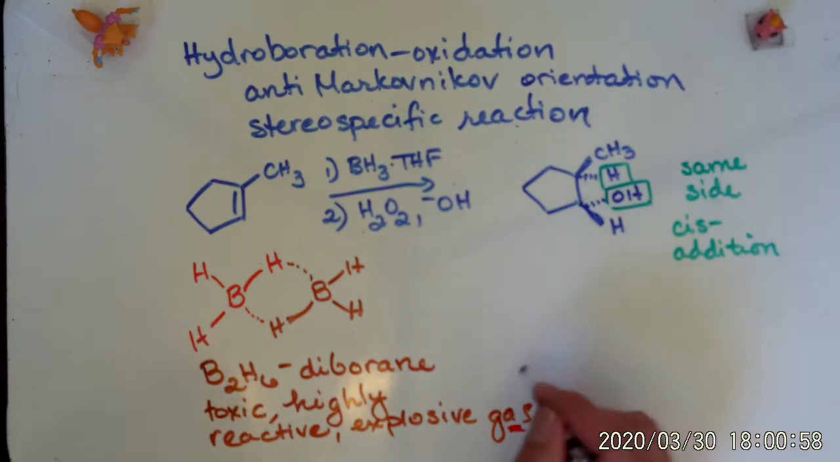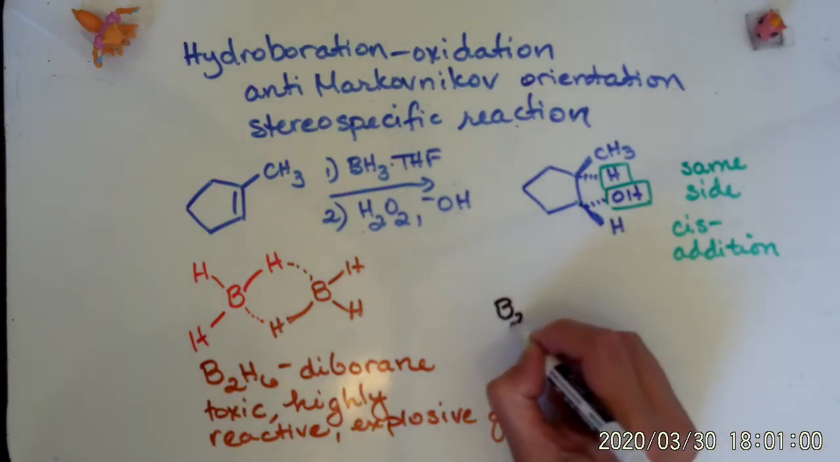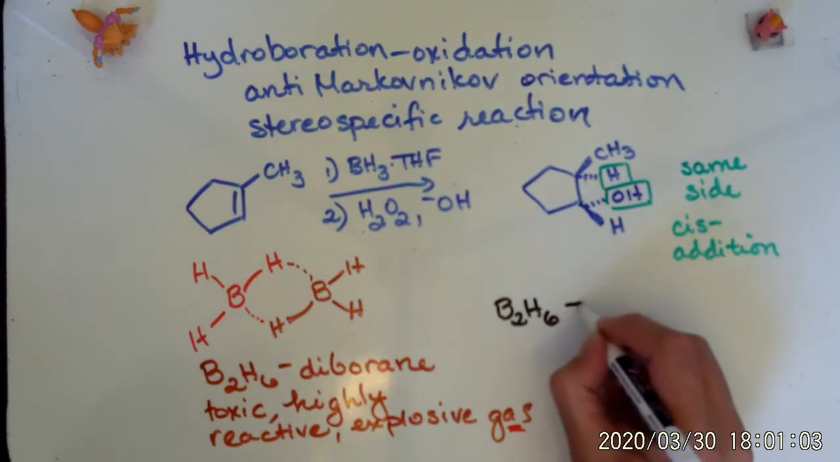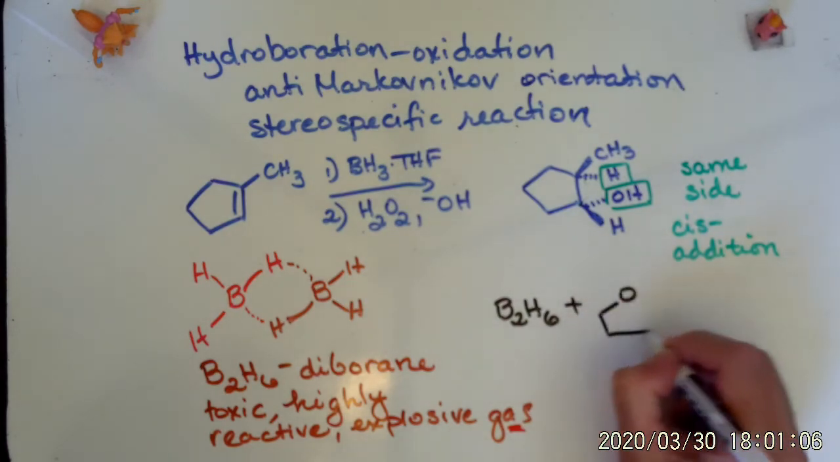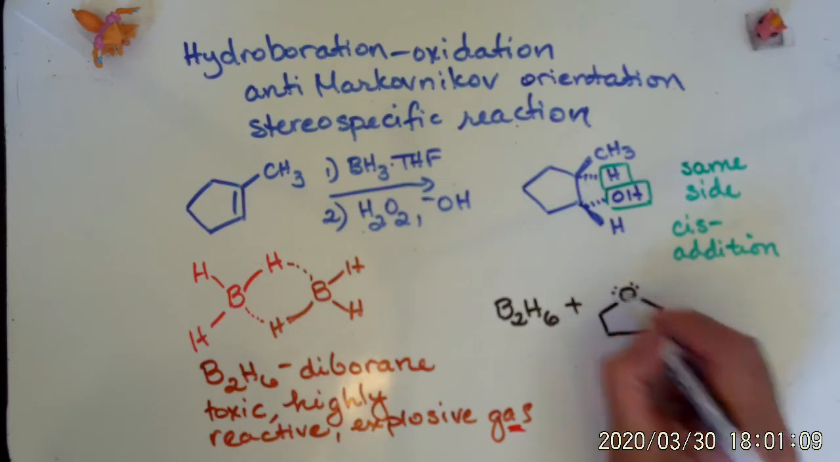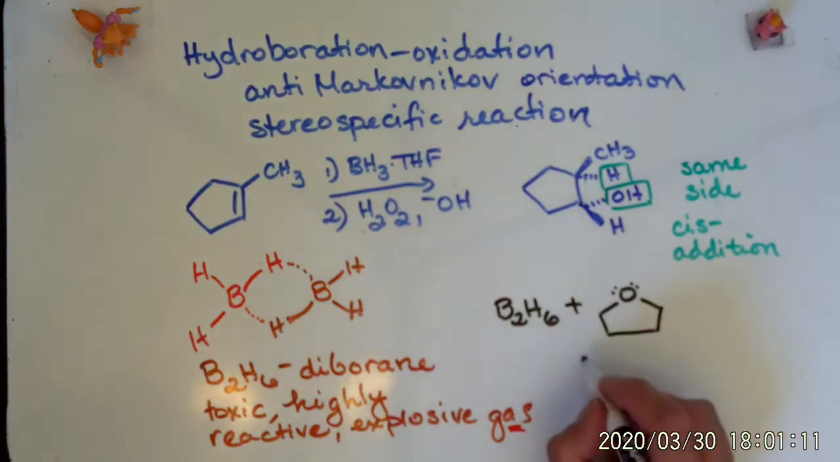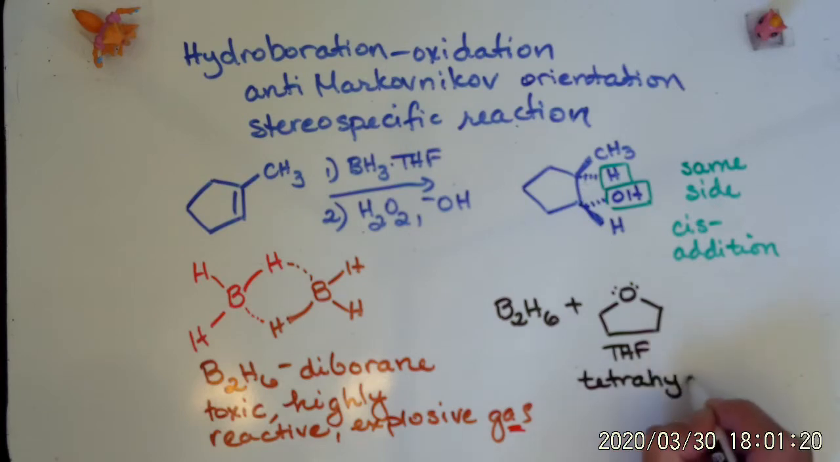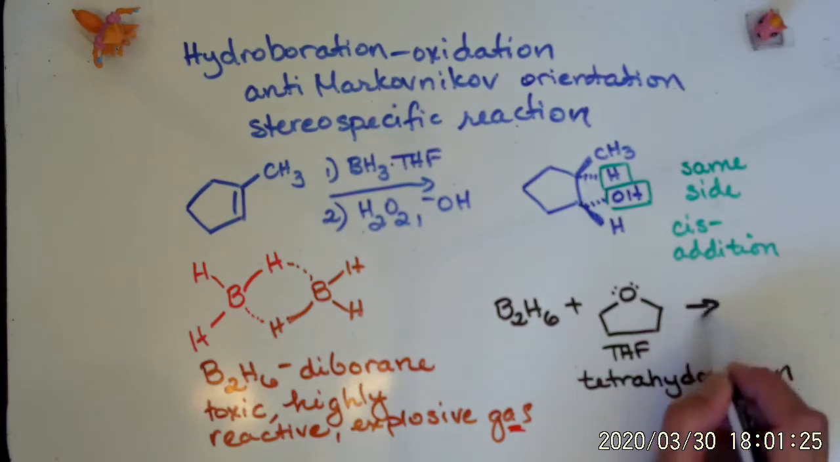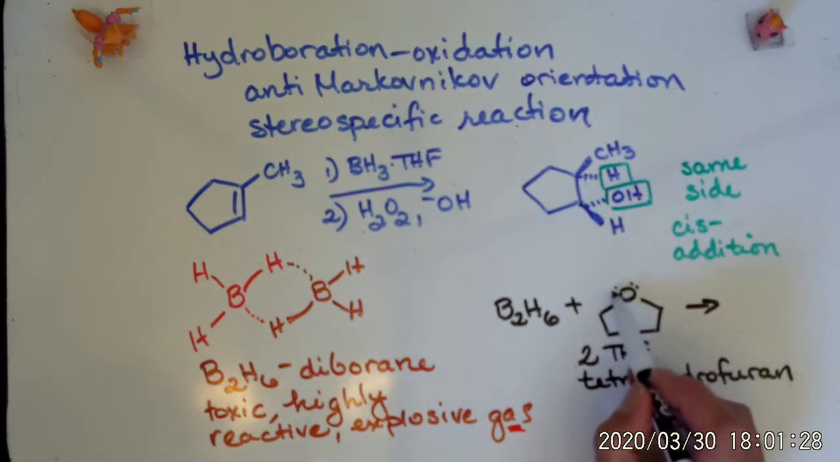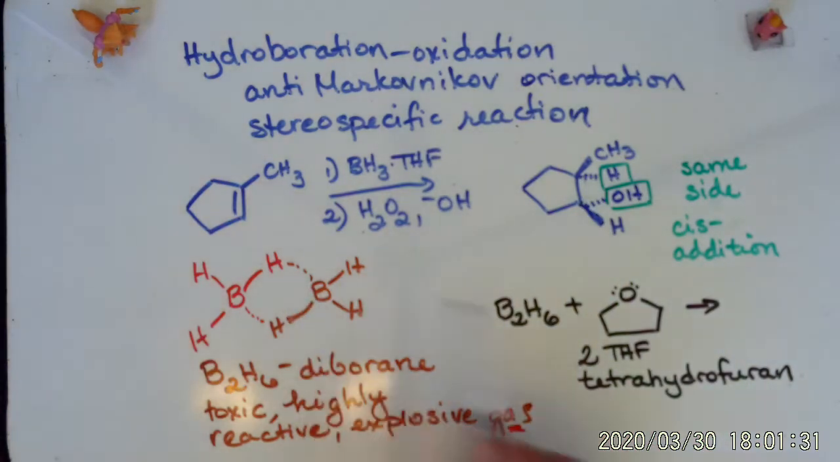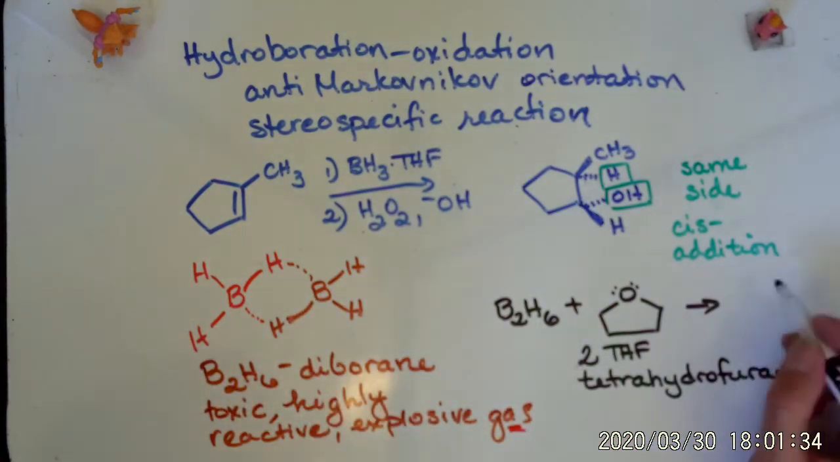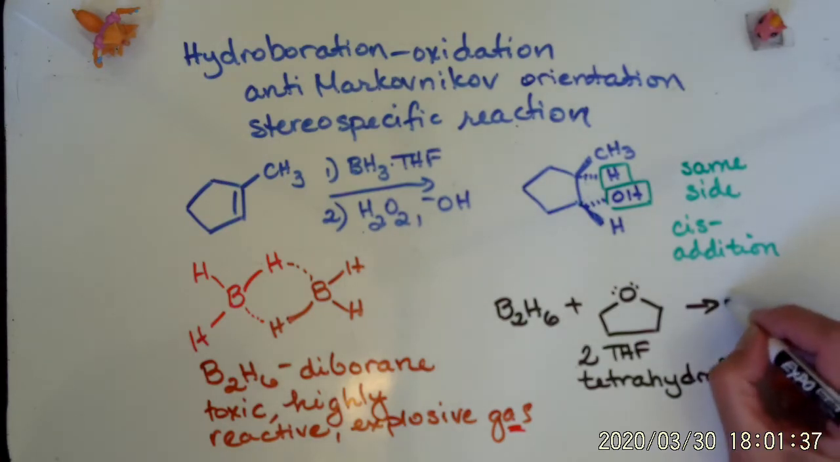So what we do instead is we take diborane and we add a solvent, typically an ether. This ether is called THF, tetrahydrofuran. And the lone pair, and I'll need 2 of these, the lone pair actually will form a bond to the boron. So if I look, I'll have 2 of these.